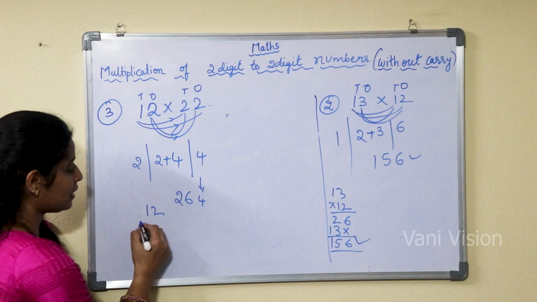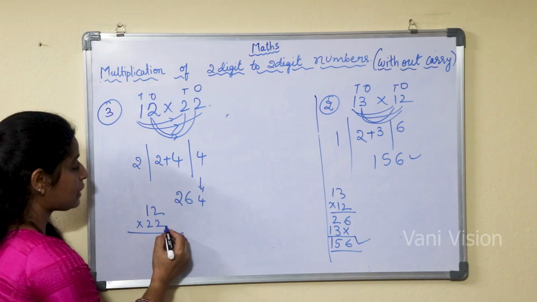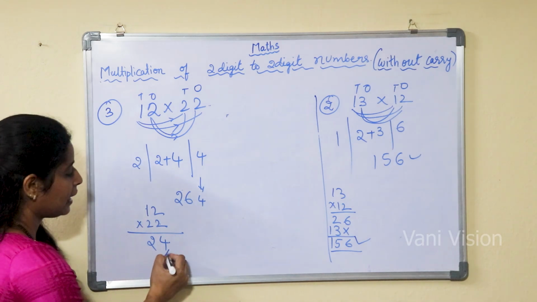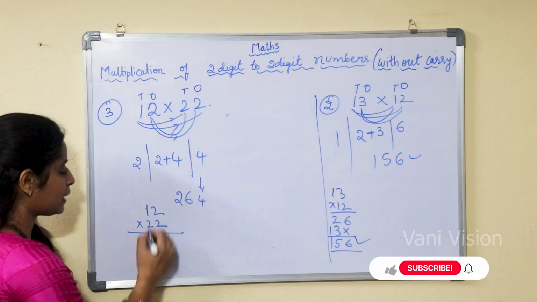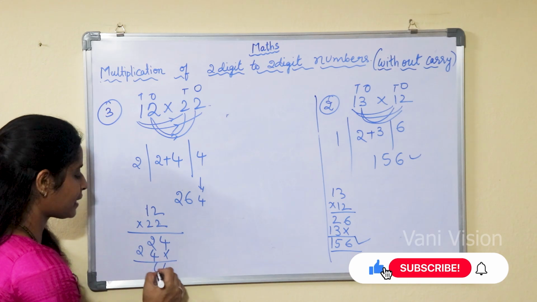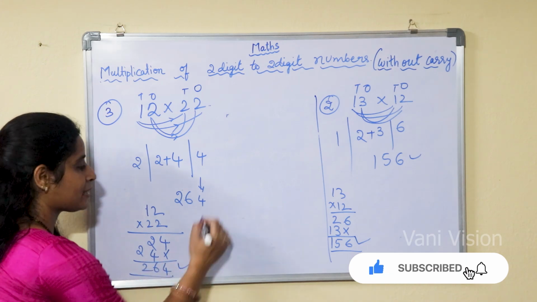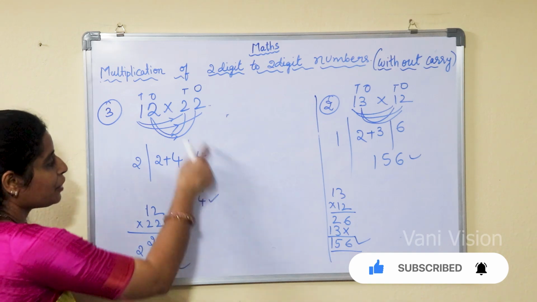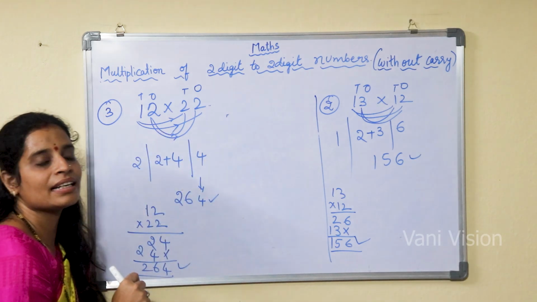Now shall we check it? 12 into 22. That is 2 2s are 4, 2 1s are 2, right? Then 2 2s are 4, 2 1s are 2. So 4 6 2. So our answer is correct. So which method are we going to use? We are going to use this method.